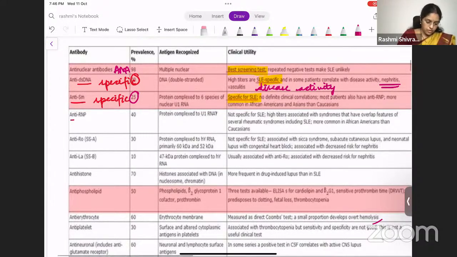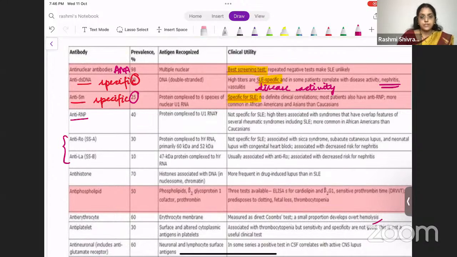Anti-RNP antibody, anti-ribonucleoprotein antibody. This is not specific for SLE, but high titers will be associated with overlap syndromes with SLE. There are a few diseases which overlap with SLE, and in those patients you can have anti-RNP antibodies. The other important ones are anti-Rho and anti-La antibodies, which are SSA and SSB antibodies. This is seen in Sjogren syndrome also.